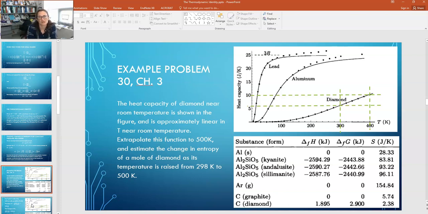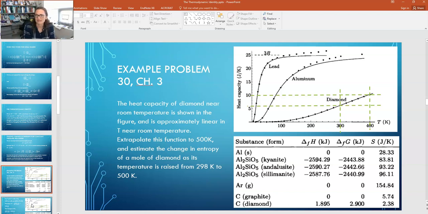That's plotted here on the upper right for some materials: lead, aluminum, and diamond. Okay, so you can see that lead and aluminum are approaching that asymptote of 3 times R for a constant heat capacity once you get up to a decent temperature. But notice that they're nicely obeying the third law of thermodynamics and having their heat capacities go to 0 as T goes to 0. So that's all good.